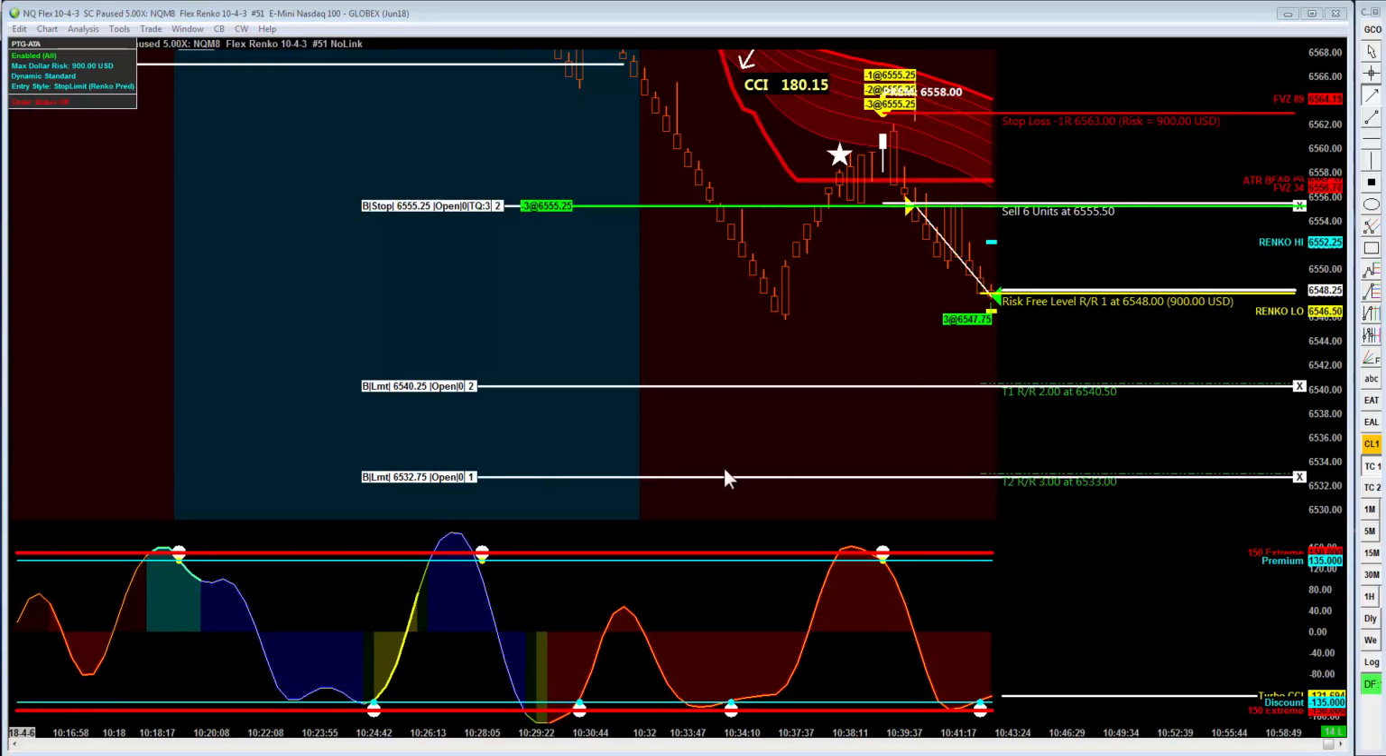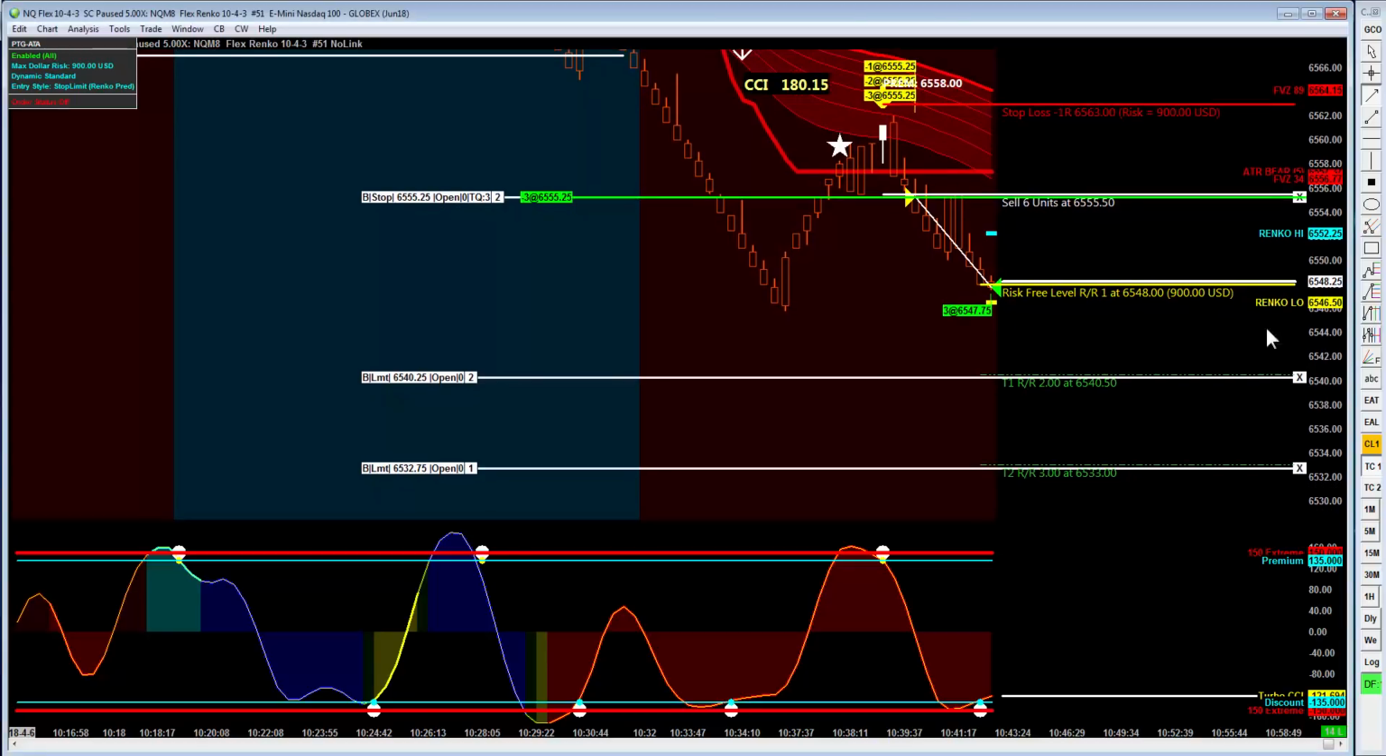Okay, our first target had been hit. Now the way we have it set up here at our first target is to take 50% off. So out of the 6 contracts, you can see that 3 were bought. And once we've hit our risk-free level, we have our stop loss level, which is automatically adjusted to the entry. All right, so that's based on user input, and that will help manage our trade.